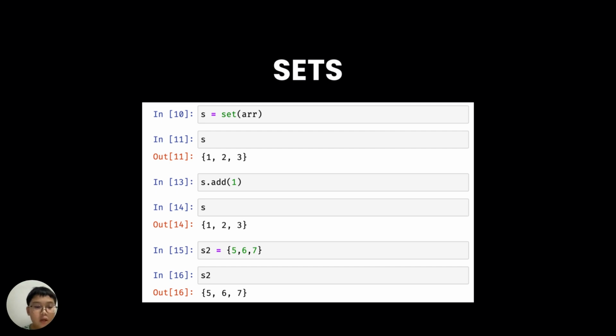To check that the set is working, we are going to add the element 1, and then we are going to print it because I'm in Jupyter. So this is the syntax, and then we could also create the set using this syntax also, and then we could print it.